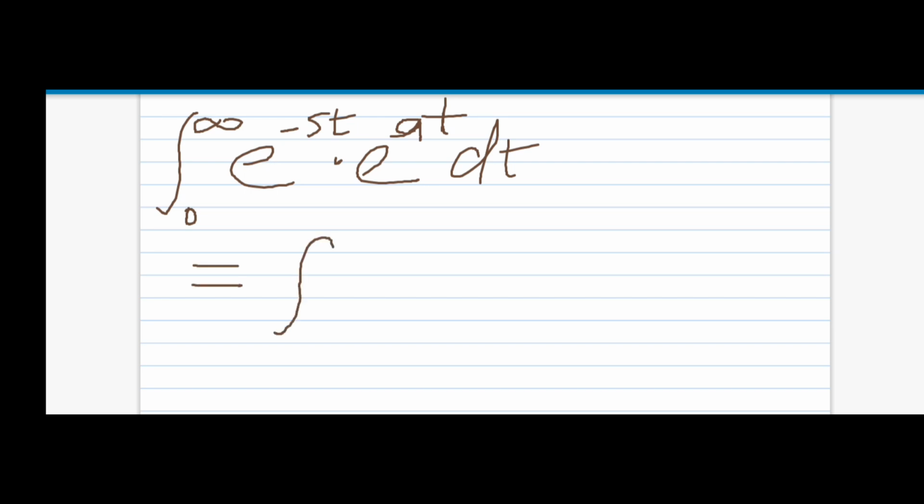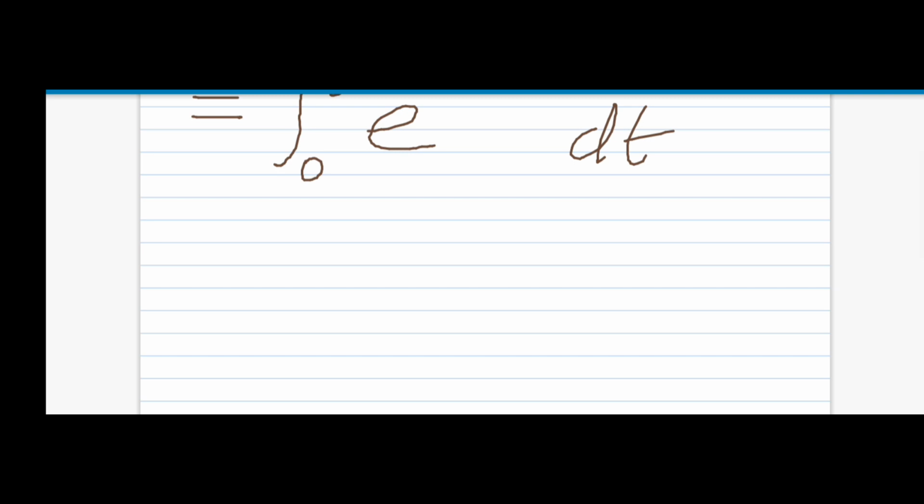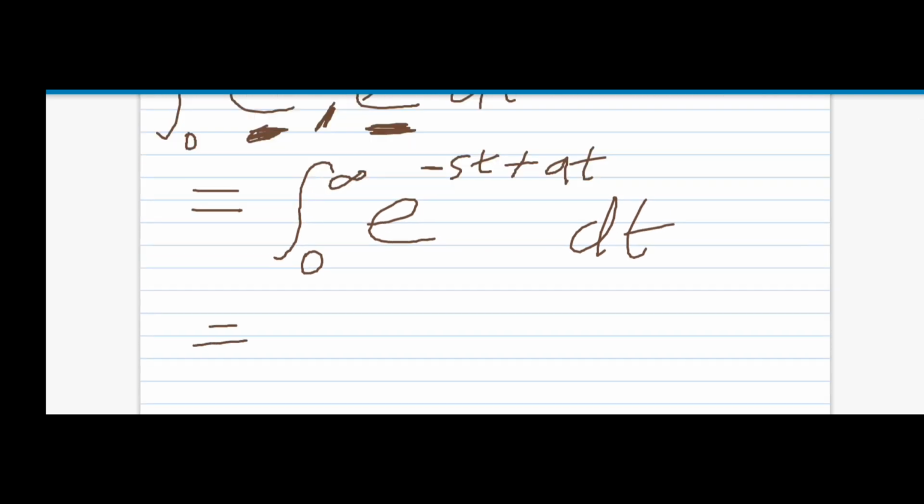the integral of 0 to infinity. Now, according to the law of indices, when we have a multiplication between them, you can simply take a base, then we have minus st plus at, dt. So that's going to give us the integral of 0 to infinity of e raised to the power. Now we have a common factor here, so we pick out one t, then in brackets we have minus s plus a, then dt.